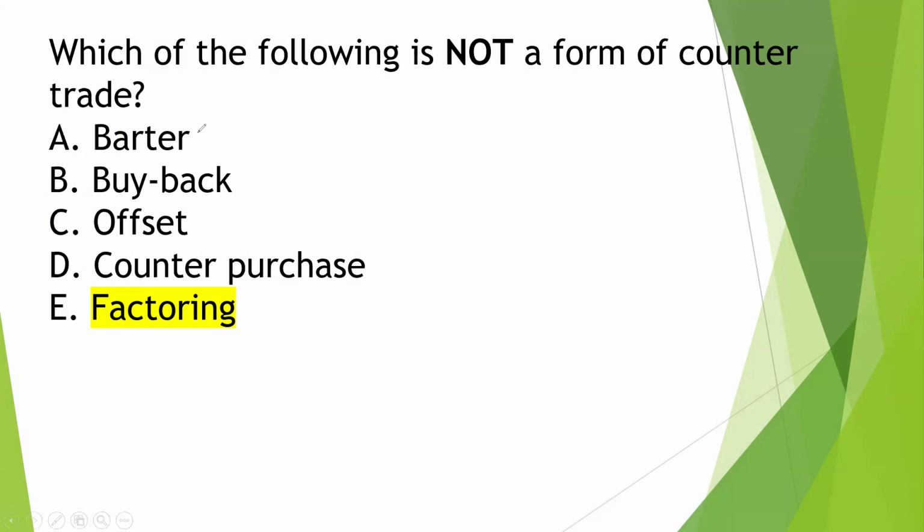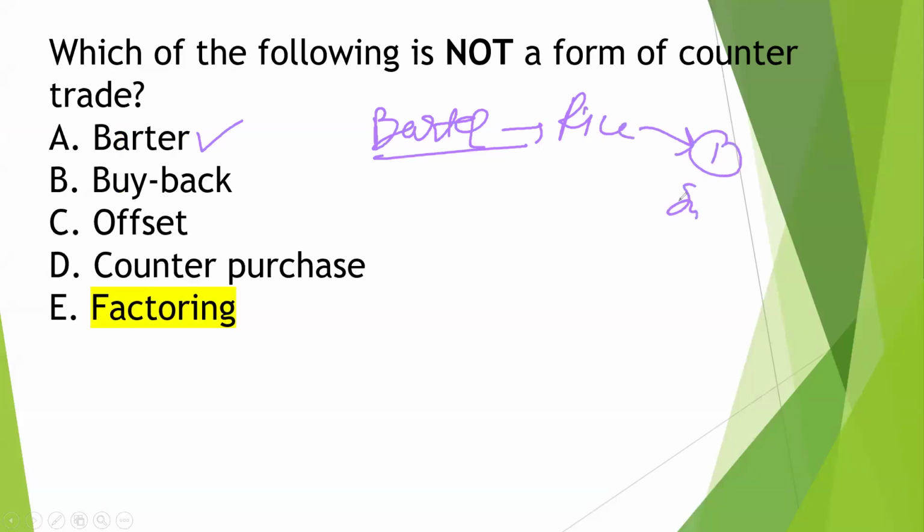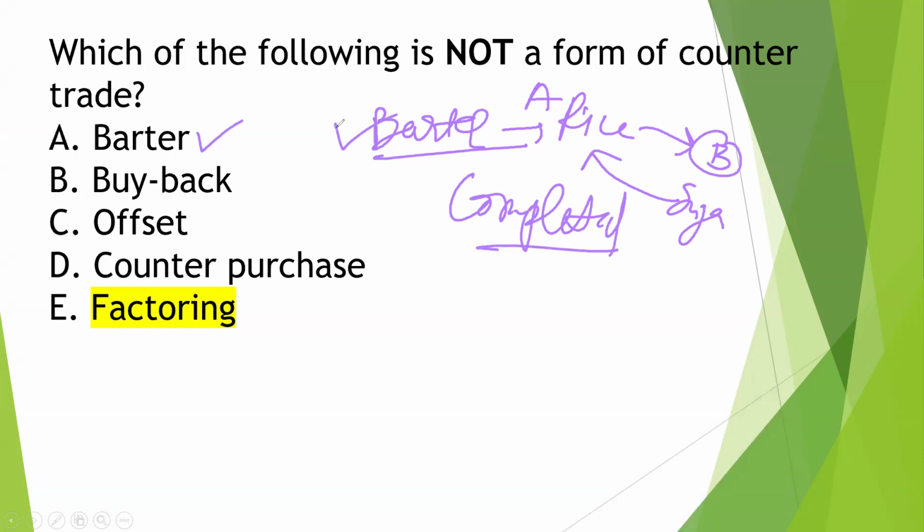Barter system you all would be knowing. Early in India, the barter system was going on. Somebody has rice, he will give rice to one person, and this person has sugar, so he will give sugar. They will exchange something. Like person A has rice, B has sugar. So A will give rice to B, and B will give sugar to A. In this way their trade will be completed, and in that case, we will say it's a barter.